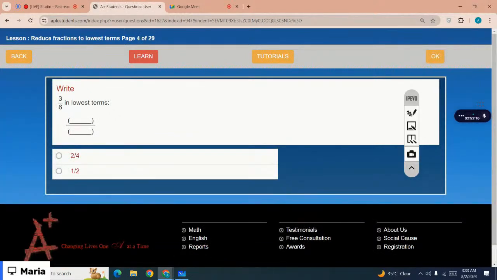Okay, write 3 by 6 in lowest term. So which is the correct option? So 3 by 6 in the lowest term is, yes, that is 1 over 2. Option number 2 is the correct option.